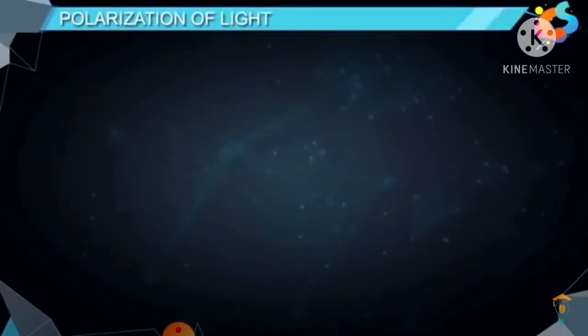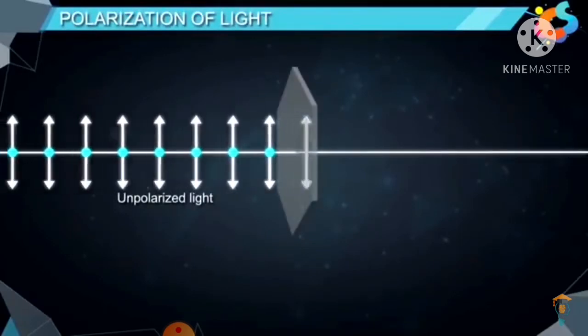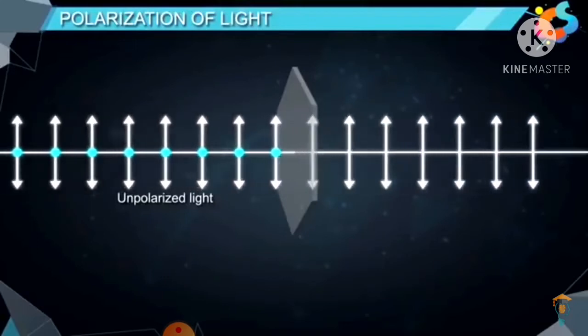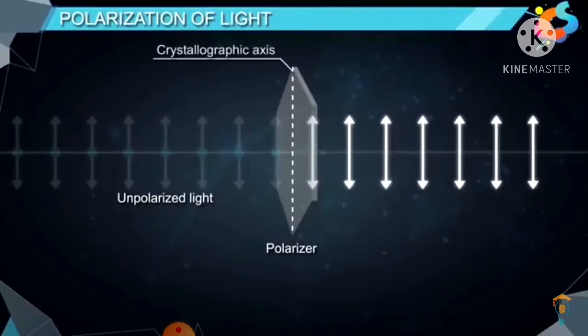Polarization of light. When an unpolarized light is allowed to pass through a Polaroid, let's call it a polarizer, out of all the vibrations of light, only those vibrations pass through the crystal which are parallel to the crystallographic axis. Here, the crystallographic axis is represented by the dotted line. Now, the emerging light is a plane polarized light.